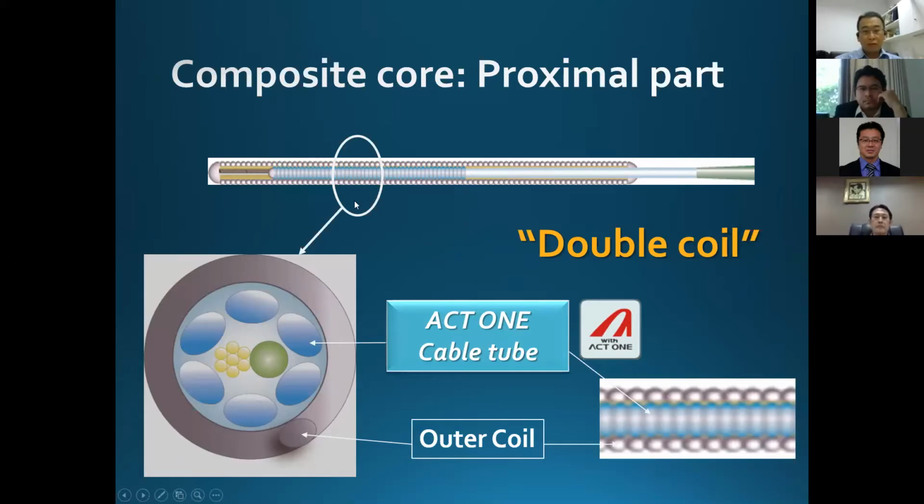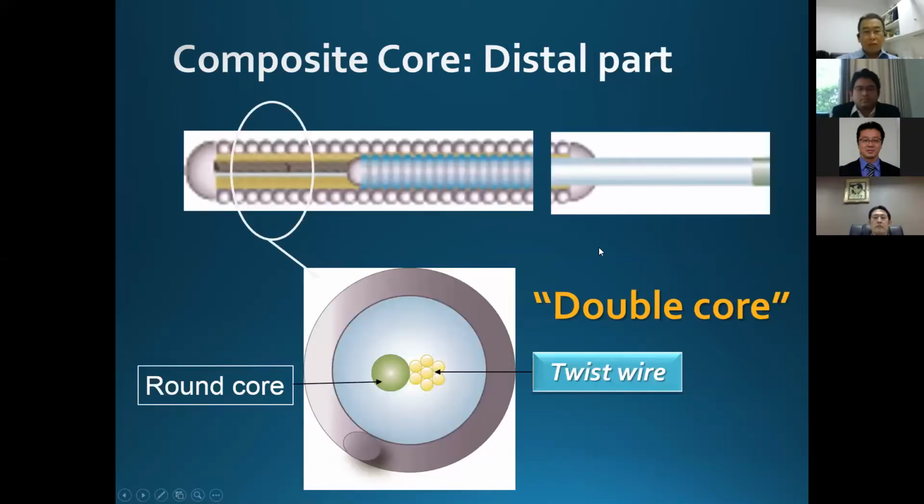And from this proximal part, including not only the normal outer coil, and the inner side, this guide wire has a cable tube like that. We call it another, say, Act 1 system by Asahi. It looks like a double coil, like that. And move to focus on the distal part like this.